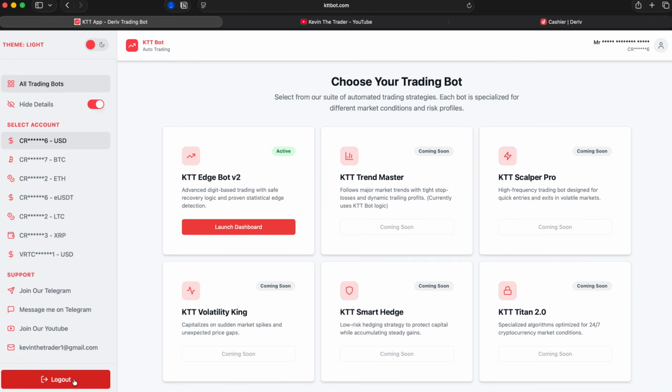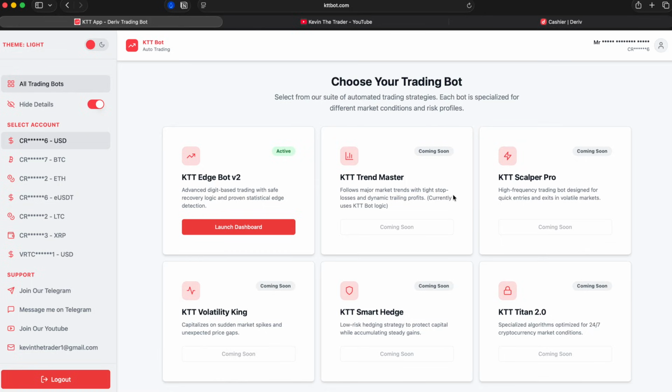So if you want to log out, you can log out through here, but in this case you're not going to log out. Then we are going to the first bot, which is the only bot that we have in this platform. Others are coming soon. After my developers are done, you'll be seeing everything here on this platform.